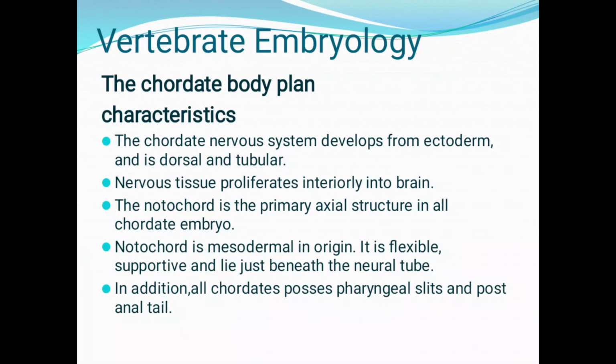The next is vertebrate embryology, in which first of all we see the chordate body plan. There are some general characteristics of chordates. The chordate nervous system develops from ectoderm and is dorsal and tubular. The nervous tissue proliferates into brain. The notochord is the primary axial structure in all chordate embryos. Notochord is mesodermal in origin and it is flexible, supportive, and lies just beneath the neural tube. In addition, all chordates possess pharyngeal slits and a post-anal tail.